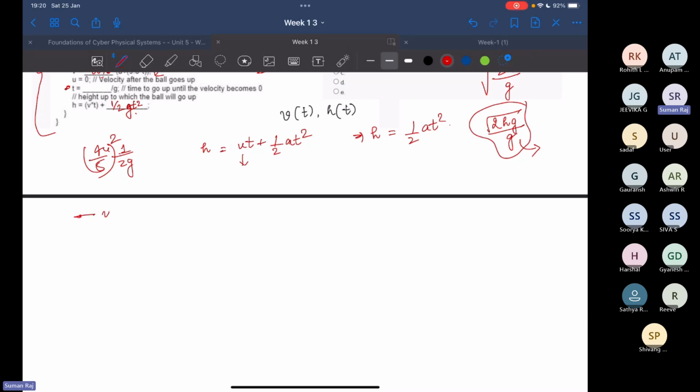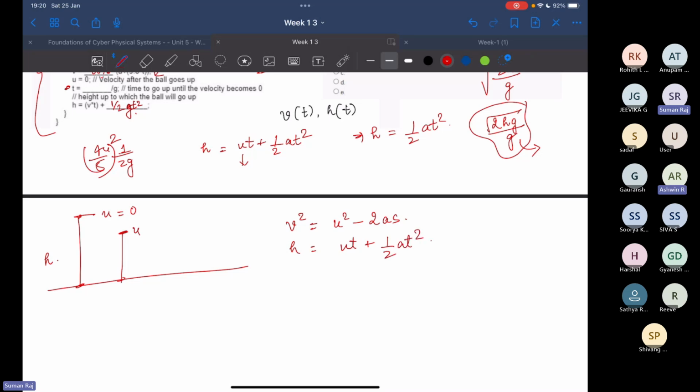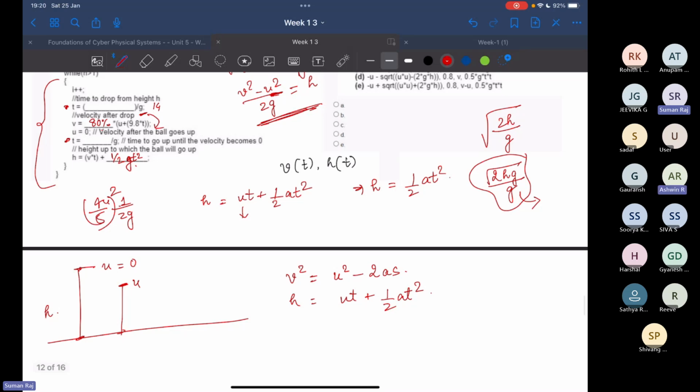So now over here you have u is equal to 0, correct? And you have to travel something. And later you will have some v, and this is your height, right? Yes, ma'am. This is what we initially have, let's say. And you also have this equation, h is equal to ut plus half at square, right? So now what are you asking me to do? Tell me.